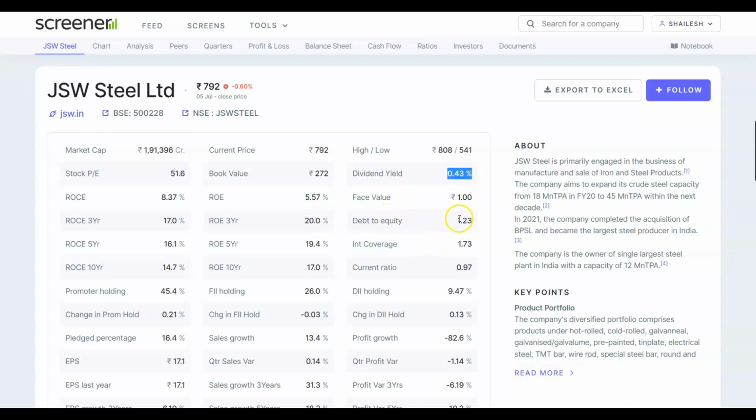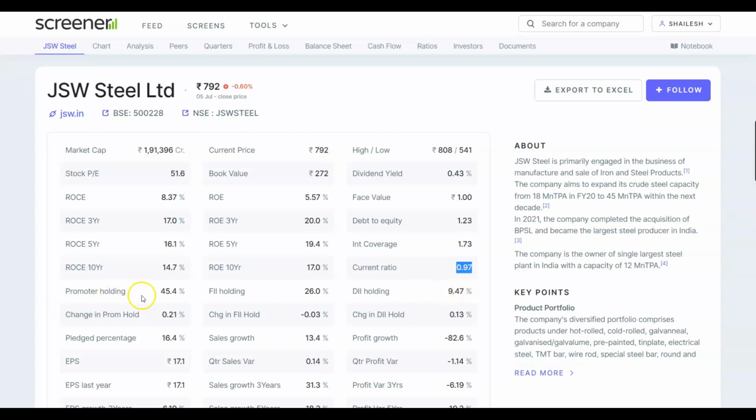If we look into the debt to equity ratio, it is coming out to be 1.23. This means that the company is debt ridden. The interest coverage ratio is 1.73, which is okay, but the current ratio is not good. It should ideally be more than 1.